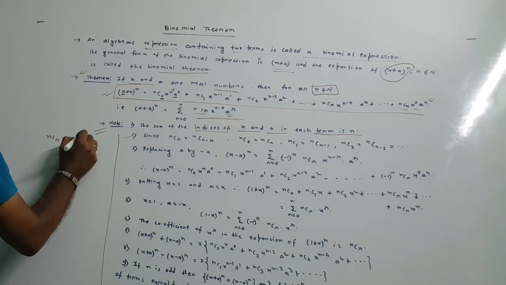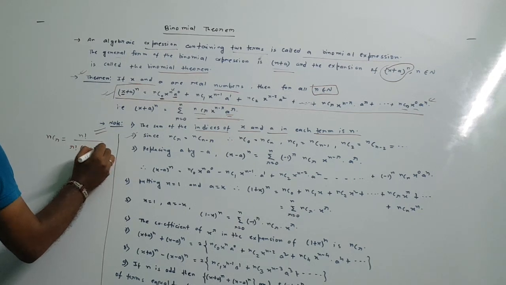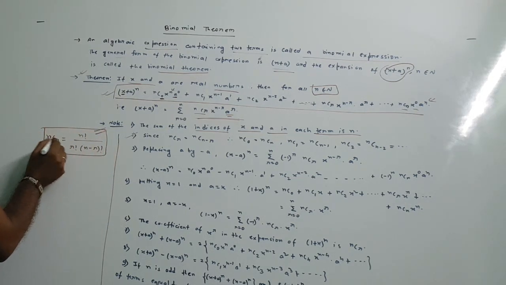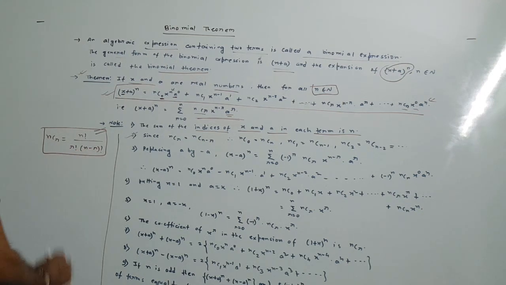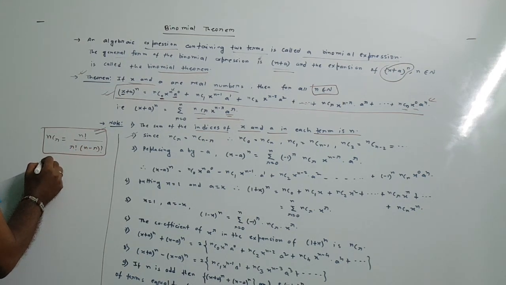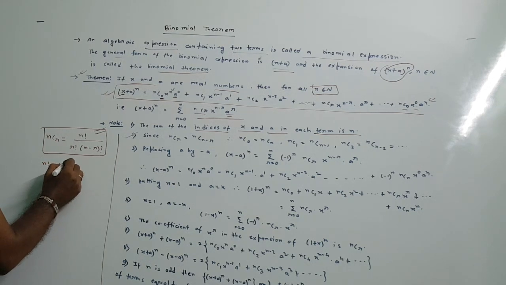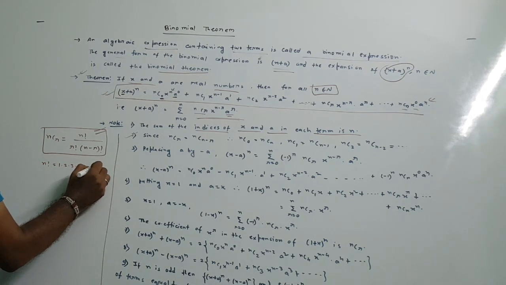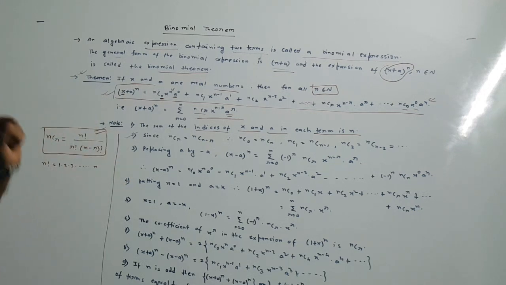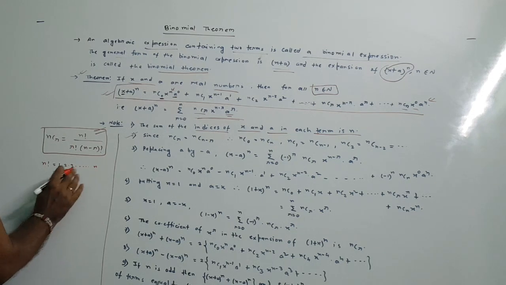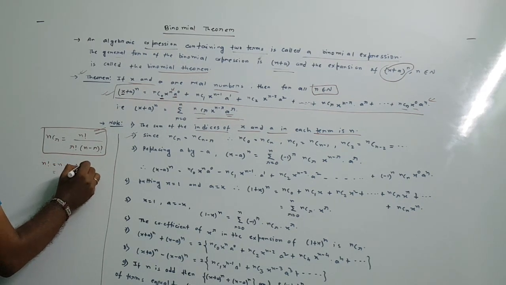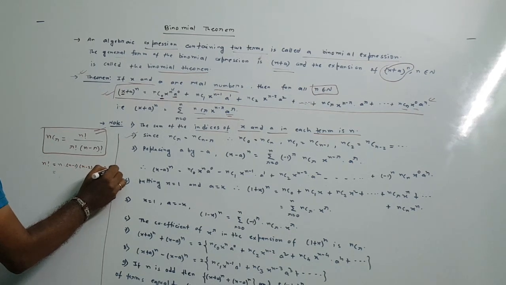Always remember, the nCr formula is n factorial divided by r factorial into n minus r factorial. This is the formula of combination, nCr. Now what is factorial? Factorial is 1 into 2 into 3 up to n. So you have to multiply each term, and only then you will get n factorial. That is, n into n minus 1, n minus 2, up to 3, 2, 1.